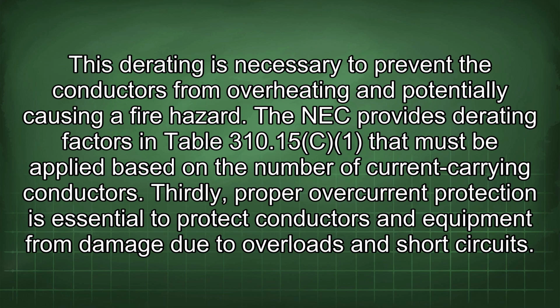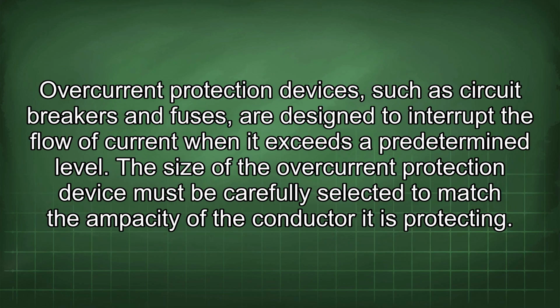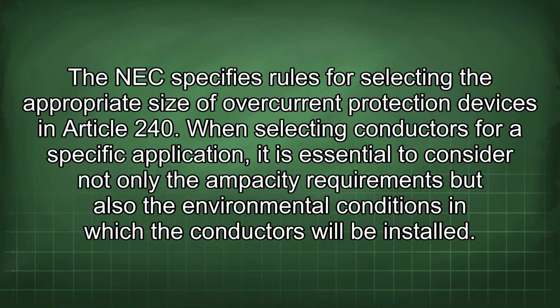Thirdly, proper overcurrent protection is essential to protect conductors and equipment from damage due to overloads and short circuits. Overcurrent protection devices, such as circuit breakers and fuses, are designed to interrupt the flow of current when it exceeds a predetermined level. The size of the overcurrent protection device must be carefully selected to match the ampacity of the conductor it is protecting. The NEC specifies rules for selecting the appropriate size of overcurrent protection devices in Article 240.